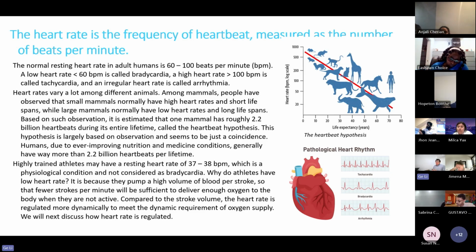But this doesn't make sense. Humans are away from this whole list because we have way better medical care to make sure we can live longer. But anyway, this is heart rate.